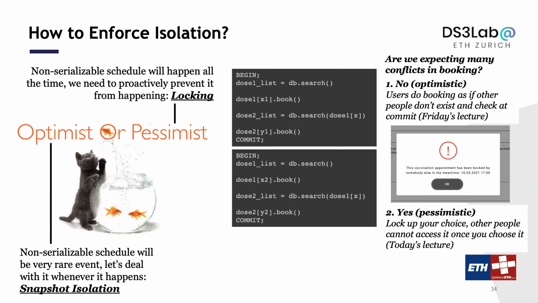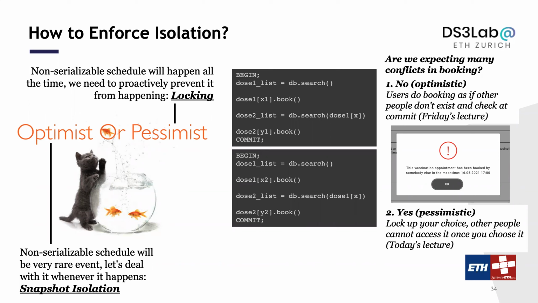So you could say, okay, whenever you pick your first dose, I lock up your choice so that all other users cannot have access to that anymore. And if you do that, as long as you successfully book the two doses, essentially you are able to commit. However, you might need to wait a long time to book your doses because you need to wait for other people to release their locks until you can make your booking. You can also take that view.